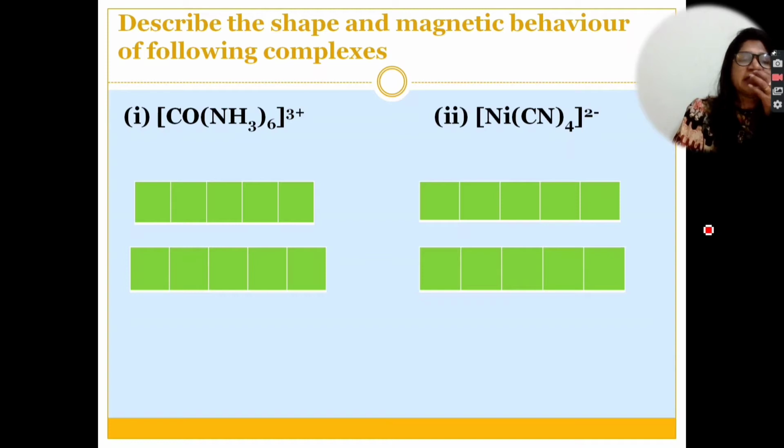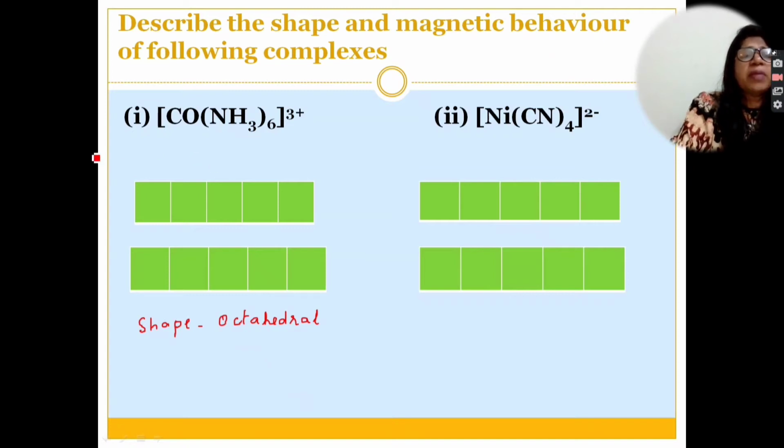Describe the shape and magnetic behavior of the following complex. They have given you 2 complexes. When you say coordination number 6, the shape is going to be octahedral. No doubt. Whatever be the hybridization, if the coordination number is 6, the shape is octahedral. Now, next, magnetic behavior. To know the magnetic behavior, we have to check the hybridization.